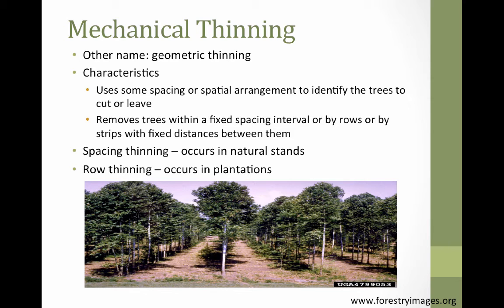Spacing thinning generally occurs in a natural stand. So in a natural stand, you have this regeneration. It came in sporadic, like randomly, so it's not in these nice rows. So you can do this space thinning to kind of set yourself up for the future, to get it a little more manageable to work with in the future. Whereas a row thinning, that's what you look at when it's in a plantation. The spacing's already set up. You're just selecting which rows. You're selecting the spacing or the spatial arrangement.